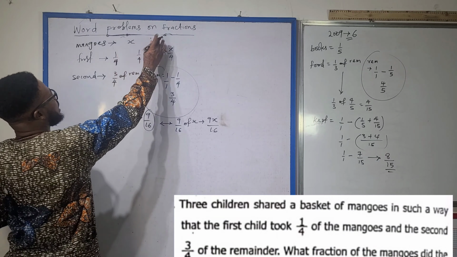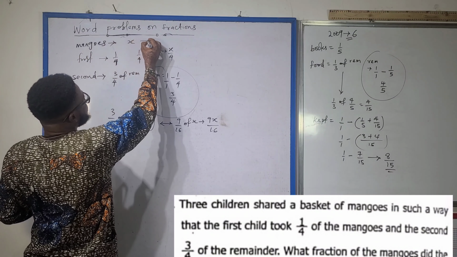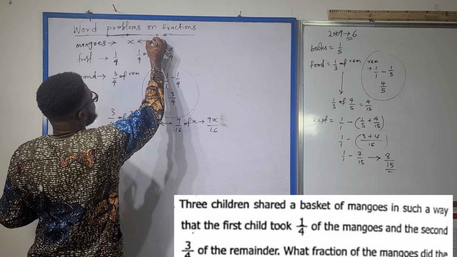Of course, very easy. If the whole mangoes being shared is X, in fraction value, that's 1/1 or 1. So for the third child, it is going to be 1/1 minus, take away what the first person received, which is 1/4, and then the second child, which is 9/16. LCM here is 16. 4 in 16, 4. 4 times 1, 4. 16 in 16, 1. 1 times 9, 9. So 1/1 minus 4 plus 9, that's 13/16. And 1/1 minus 13/16 is going to give you 3/16. This question is a past question, 1990 question 5. That is how it works.